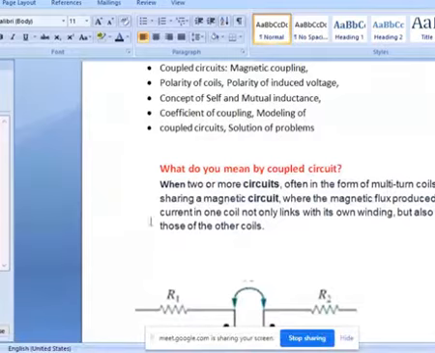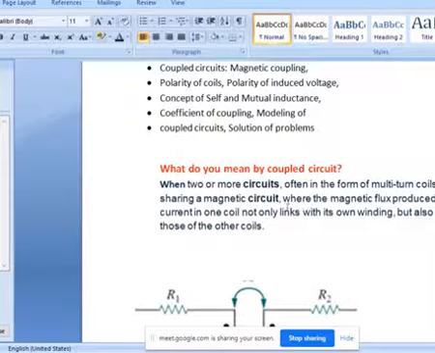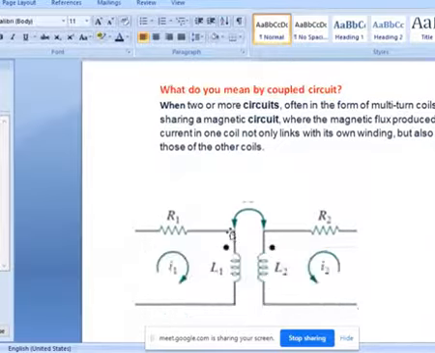So what is a coupled circuit? When two or more circuits, often in the form of multi-turn coils, share a magnetic circuit. Now, what is a magnetic circuit? I will explain, don't worry. It is where the magnetic flux produced by the current in one coil not only links with its own windings, but also with those of other coils.